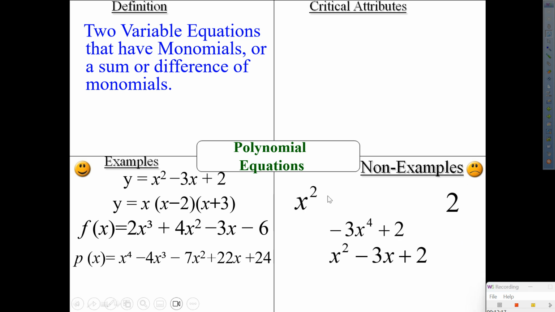Look at these: x squared, 2, negative 3x to the fourth plus 2, x squared minus 3x plus 2. Tell your neighbor why these are not polynomial equations. Why are these not polynomial equations?